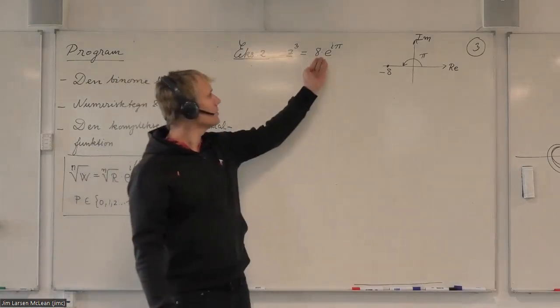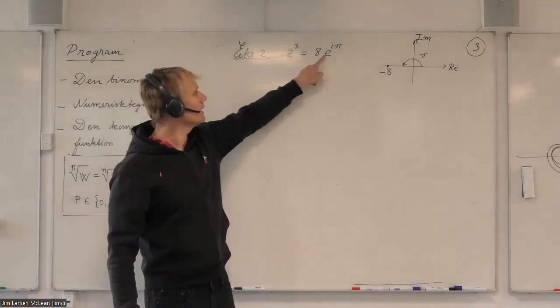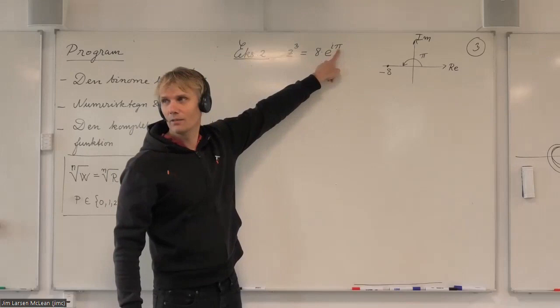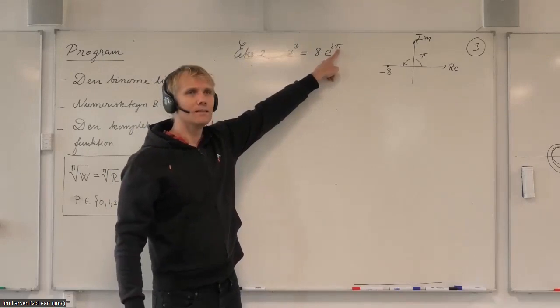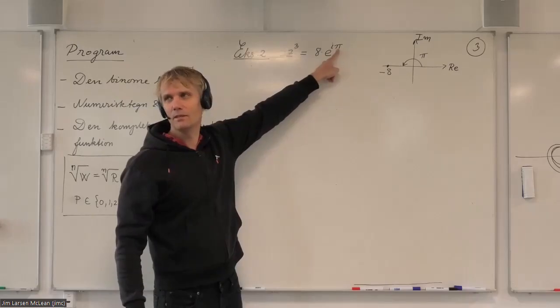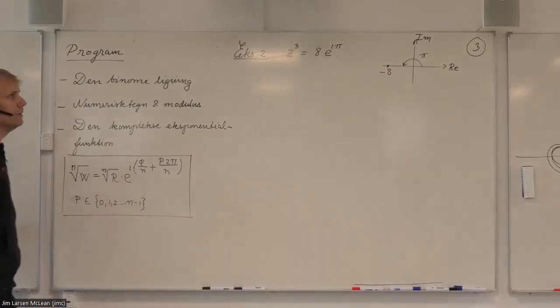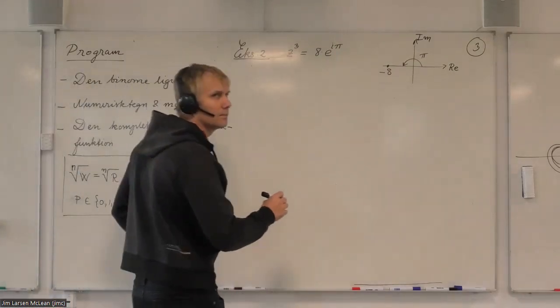But I'll just leave it like that. And why do I do that? It's because if it says something like that, I can read the modulus and I can read the argument. Is pi a main argument? Yes, that's right, because pi is in the range from negative pi up to and including pi. So I can just plug it straight into this formula, and then I can find the 3 of them.